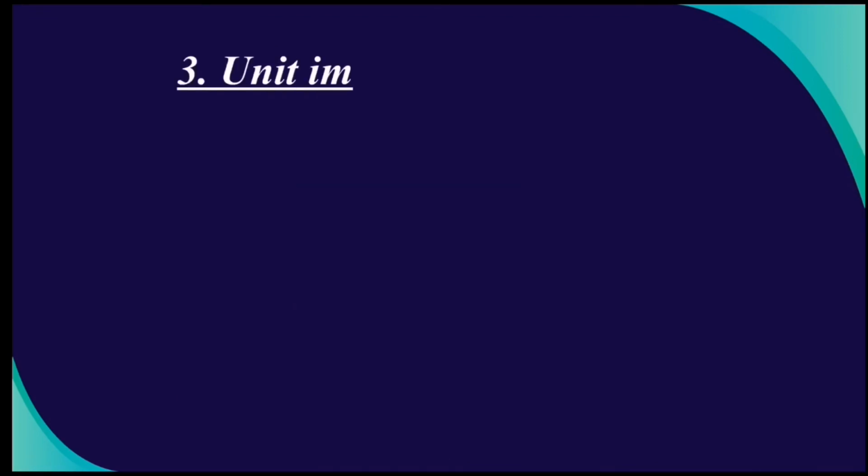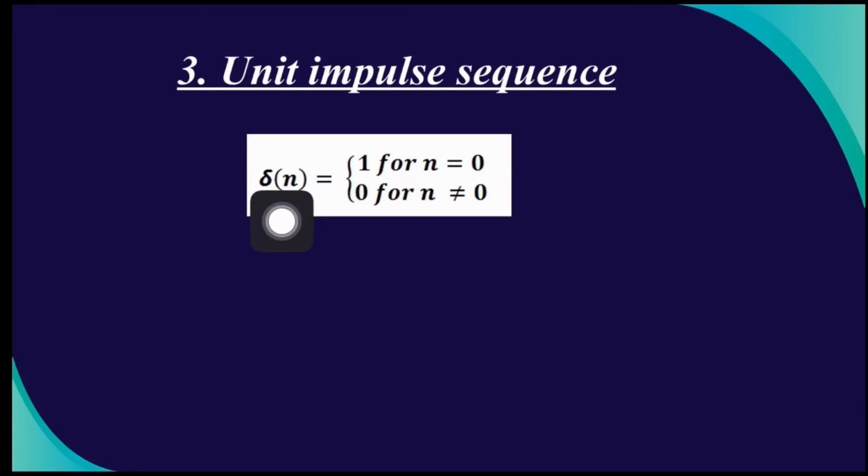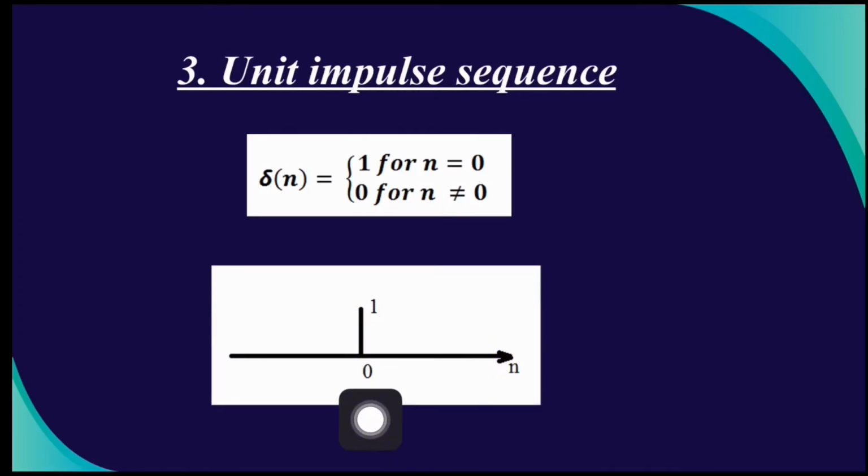After that, the unit impulse sequence, which is one of the most important elementary discrete time signals from an analysis point of view. It is represented as delta of n and mathematically defined as 1 for n equal to 0 and 0 for n not equal to 0. This is the graphical representation. You can see it has a non-zero value only at n equal to 0, and at n equal to 0 its value is 1.